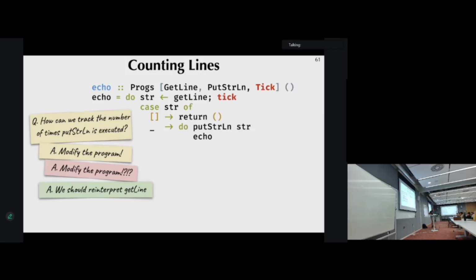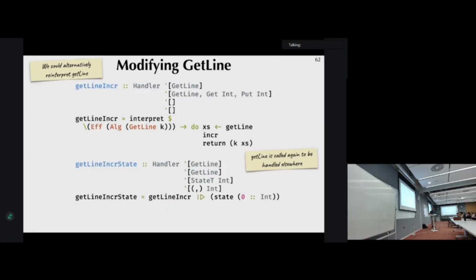So what we can do with handlers is we can say, don't bother with the tick. Why don't we make getLine automatically always do a tick increment by itself? So you can imagine that what we do is if we see getLine, please re-emit that getLine, but also increment the state and then carry on. So now we've given a different semantics to getLine, and the original program didn't need to be changed at all in order to have this behavior.